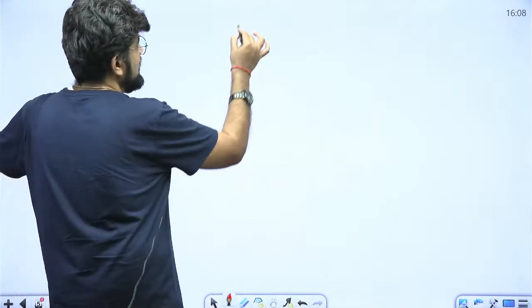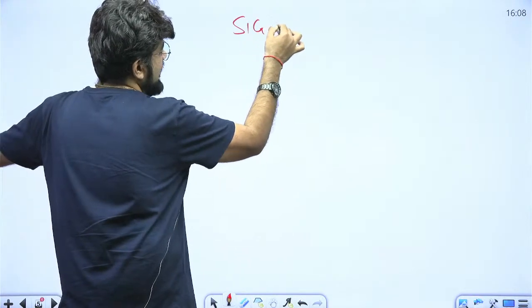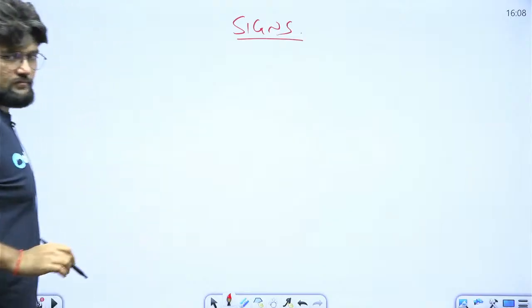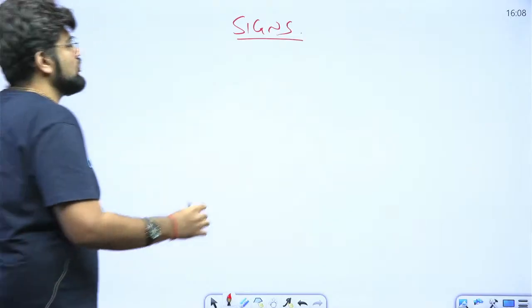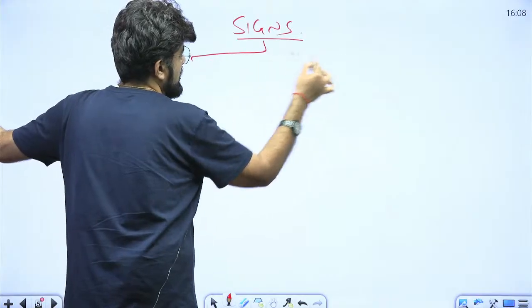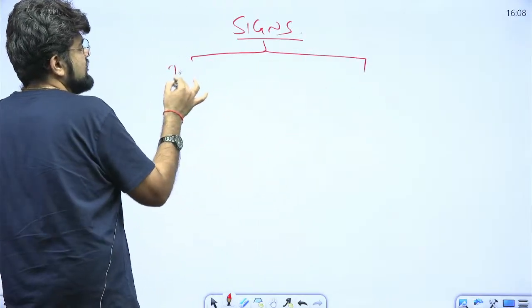Now before we proceed to that knowledge, what you need to know is that there are 2 major types of signs which we will consider here. Whatever inequality signs we have understood, we will divide them into 2 parts. The first one is definite symbols.